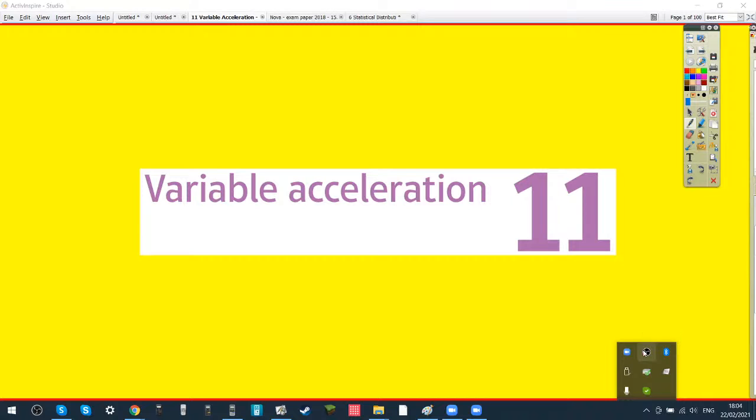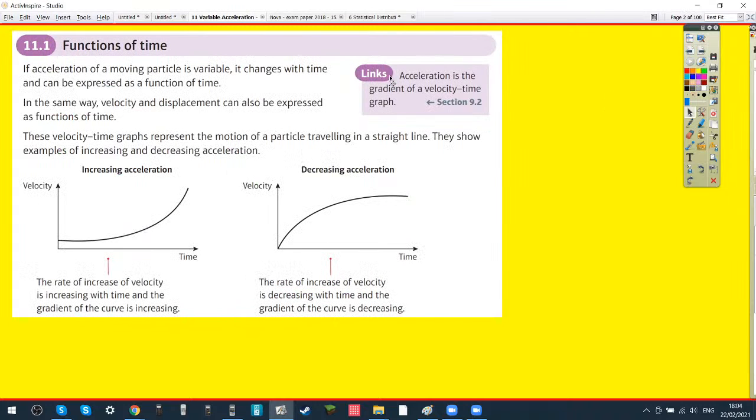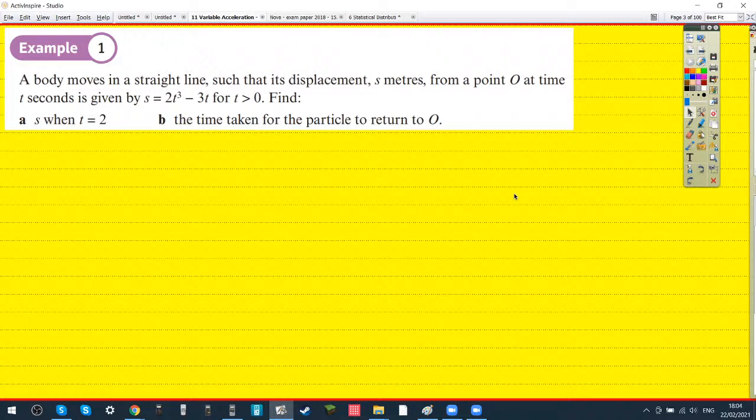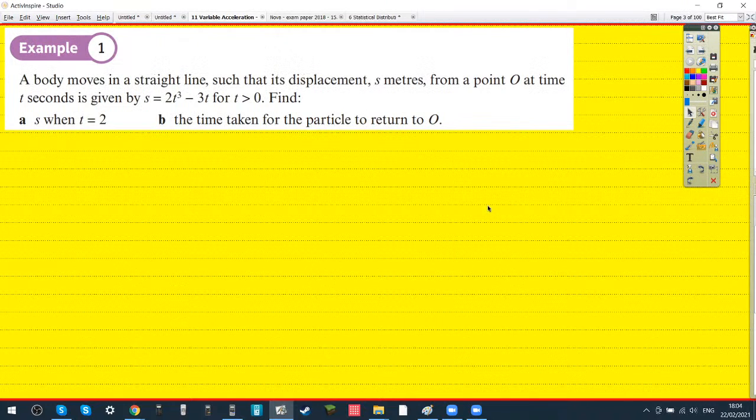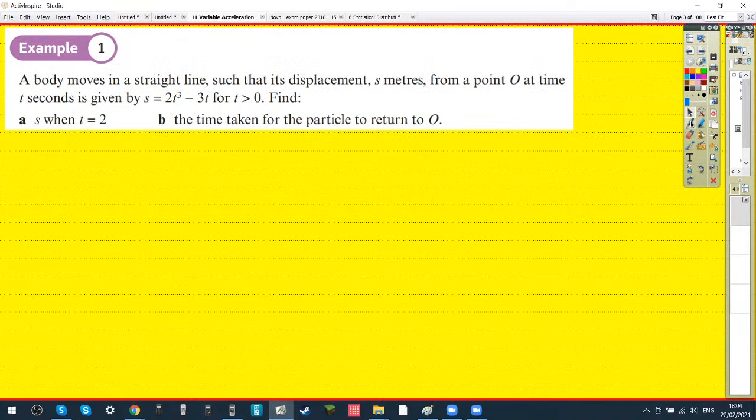You know, like you can work out the acceleration. Variable acceleration, acceleration's changing. So velocity time graph, here you can see increasing acceleration, here decreasing. Yeah, so I suppose if acceleration was 0, then velocity would be constant. All right, let's try this.